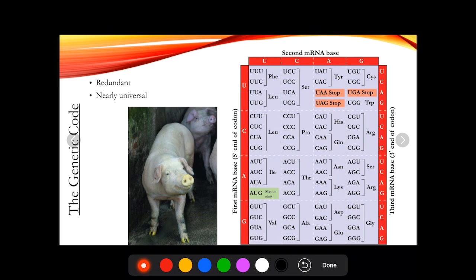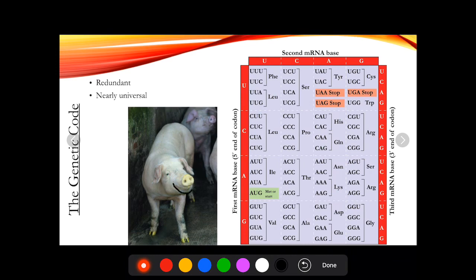It's the same code that works for bacteria as works for humans, which means that you can take any gene and it's going to do transcription and translation and use the same mRNAs, tRNAs, etc., to be able to be turned into a polypeptide.